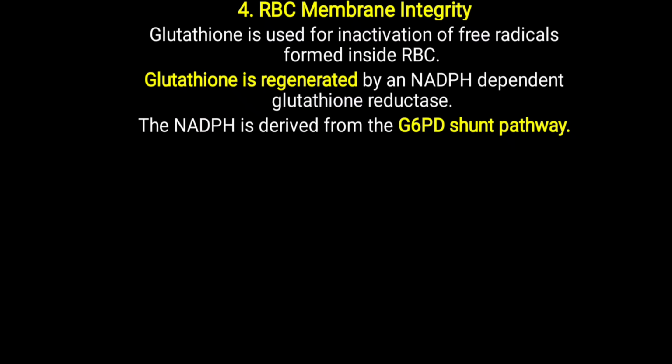So there is a whole reaction which helps to keep glutathione in a reduced state, with the help of NADPH-dependent glutathione reductase and peroxidase enzyme, which we are also going to look at. At present you have to remember that this NADPH is derived from the G6PD shunt pathway, which is called the HMP shunt pathway or pentose phosphate pathway. This pathway is very helpful for the generation of NADPH, and NADPH is very helpful to keep glutathione in a reduced state.